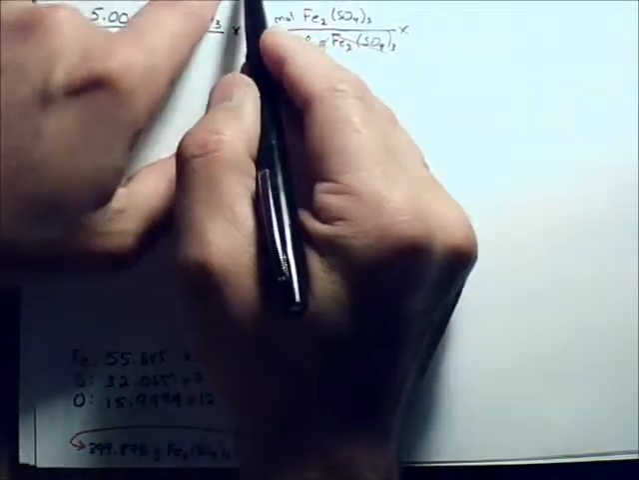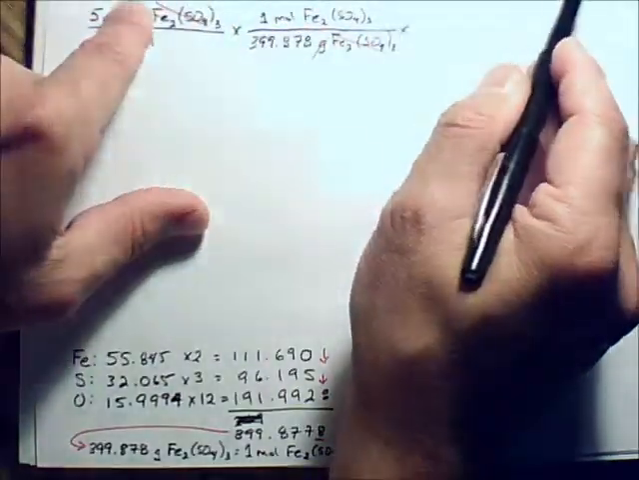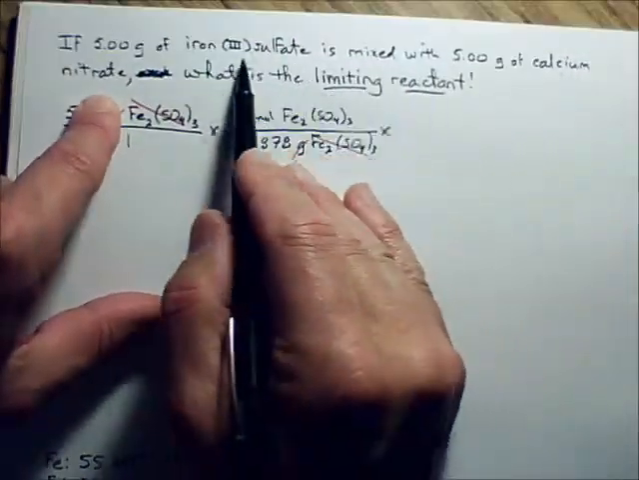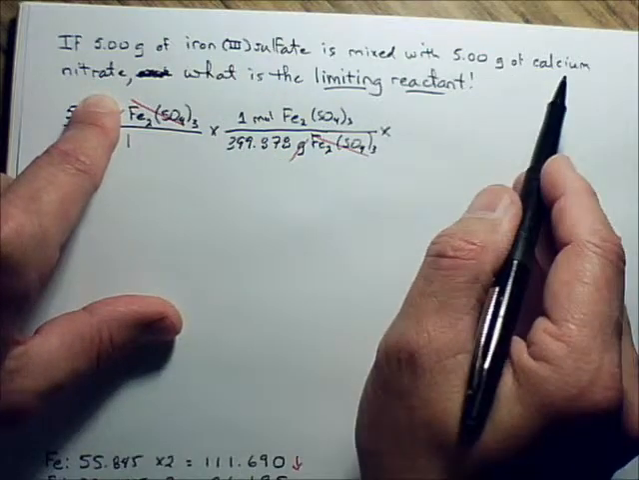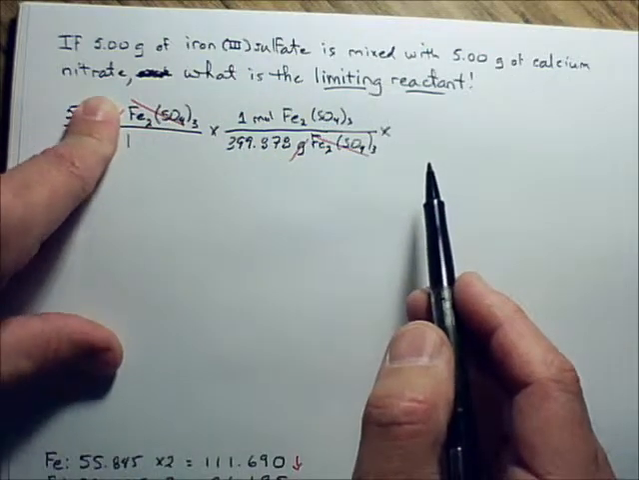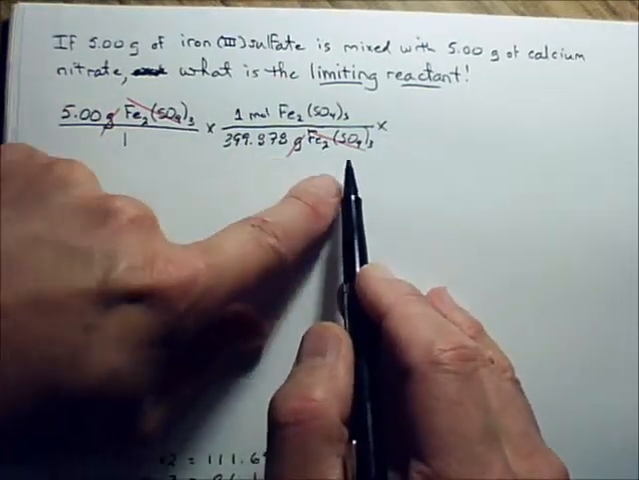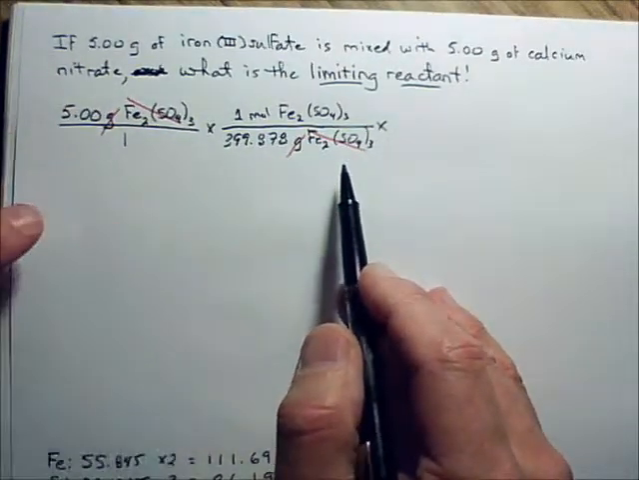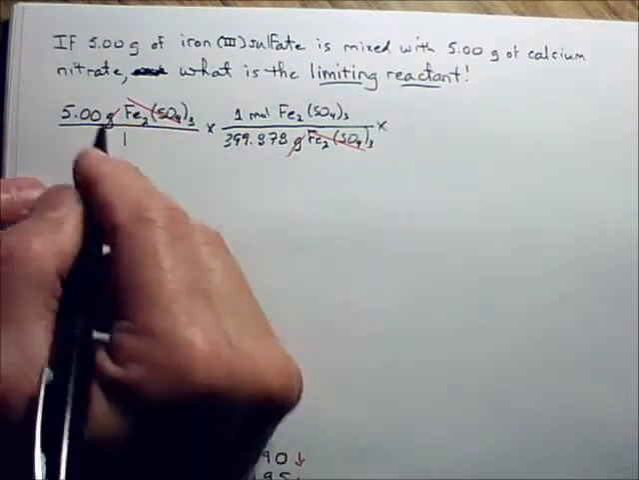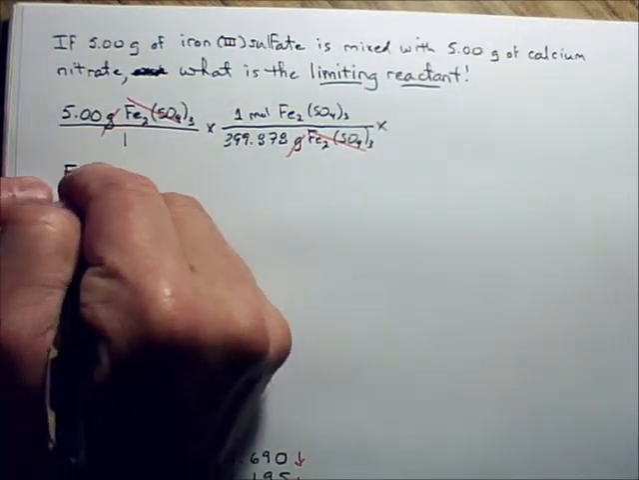And since we've got to go from moles of iron 3 sulfate to moles of calcium nitrate up here in the problem, we can't go directly between grams. You got to go through Moleville. We need a balanced equation to do that. Well, I don't have a balanced equation yet, so I better do that. So we have iron 3 sulfate.